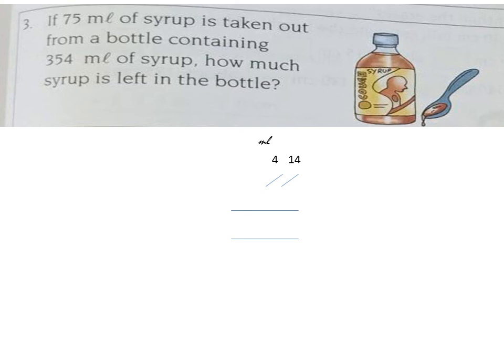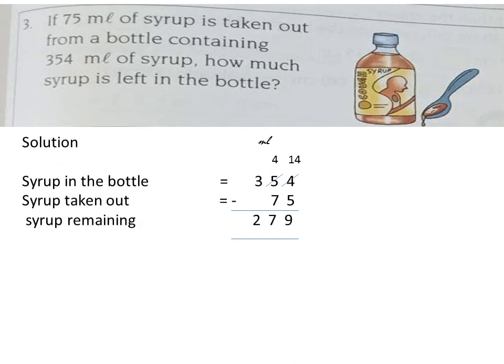Word problems. Read the question. If 75 ml of syrup is taken out from a bottle containing 354 milliliter of syrup, how much syrup is left in the bottle? So it is very clearly understood from the word left means you have to subtract. Solution. Syrup in the bottle, it is 354 milliliter. Syrup taken out 75 milliliter. So you have to find the syrup remaining.